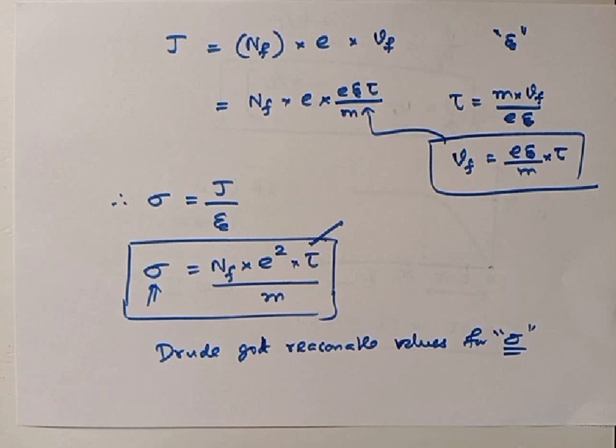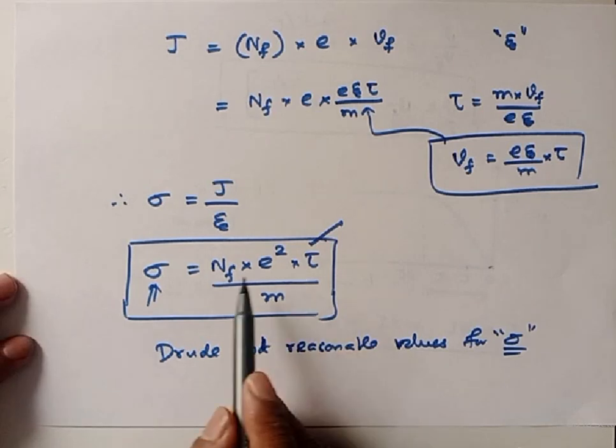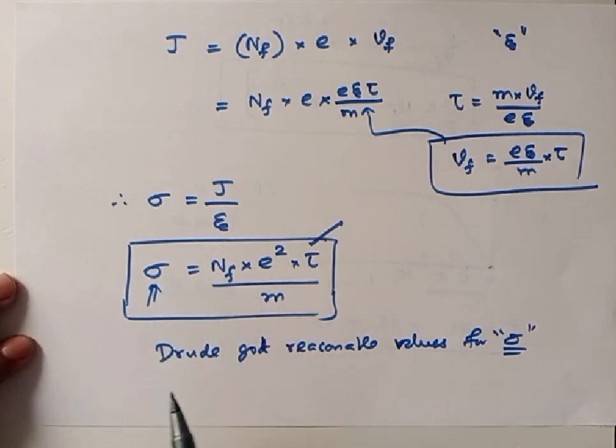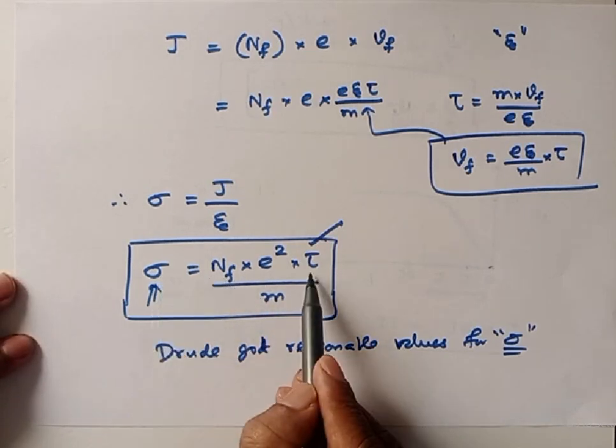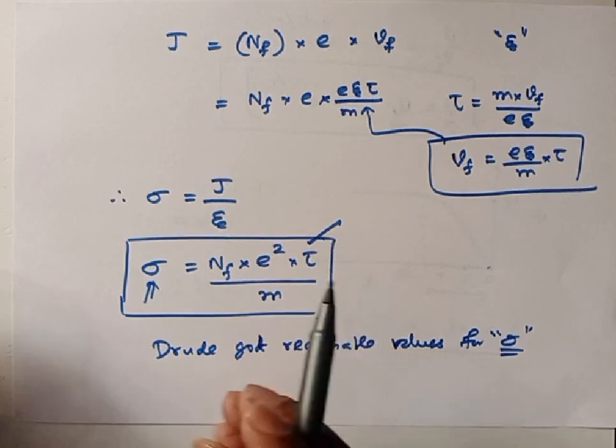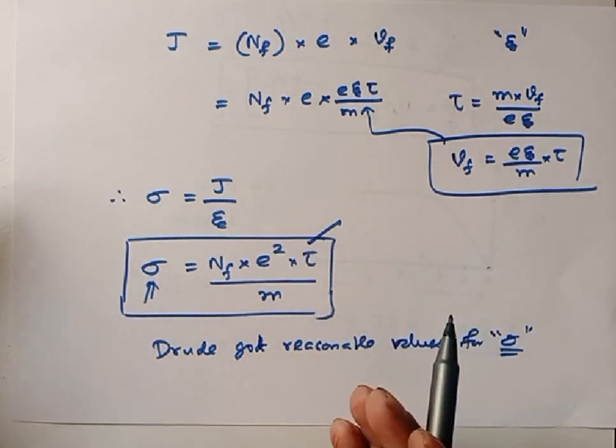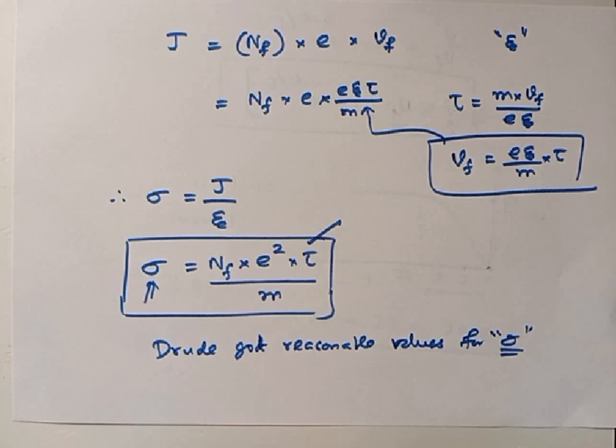But before going to that, I will discuss one problem using the conductivity value. If conductivity is given, you can calculate the value of tau. So we will do one or two problems in the next class. Then we'll continue Drude's explanation for thermal conductivity of metals.